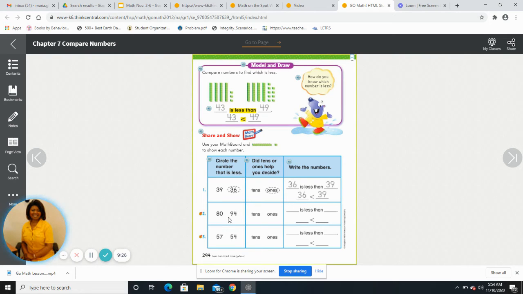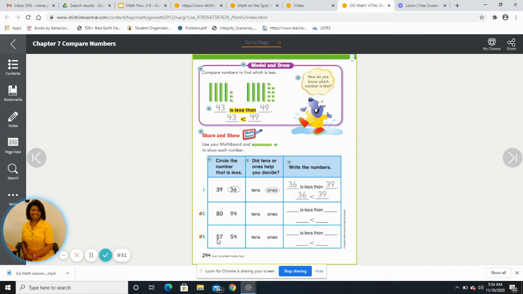80 and 94. Okay, so right here we can look at the tens place. There's an 8 here and there's a 9 here. Which is smaller? 8 is smaller than 9. So I looked at the tens place. I would circle the word tens. 80 is less than 94. And I will write the number 80 again. 80 is less than 94.